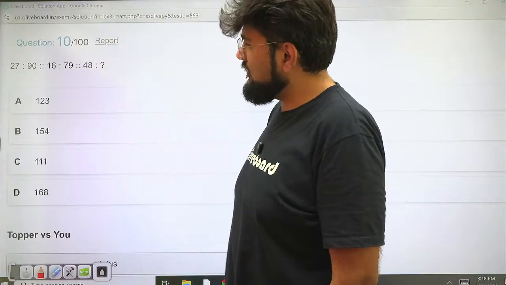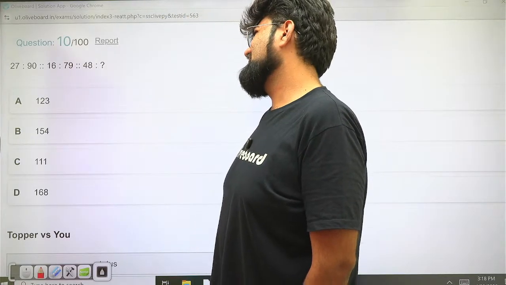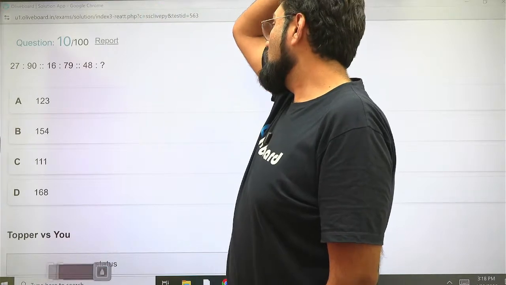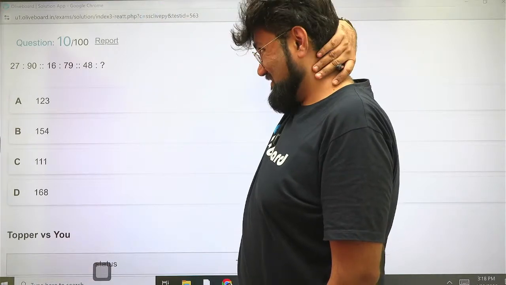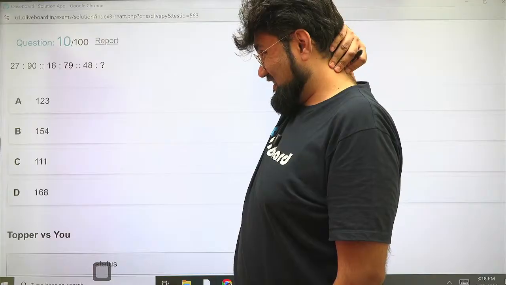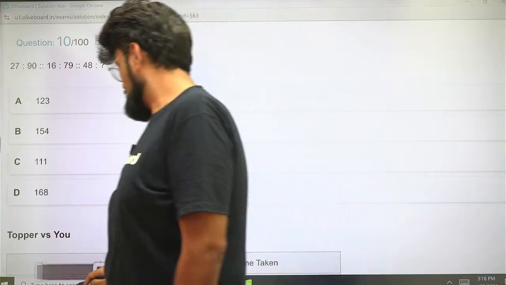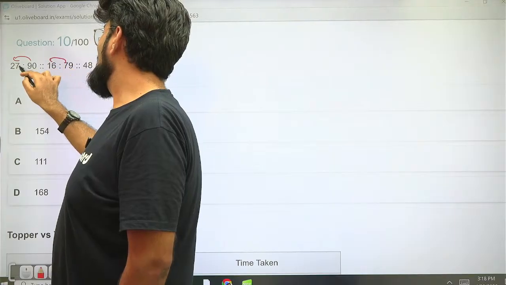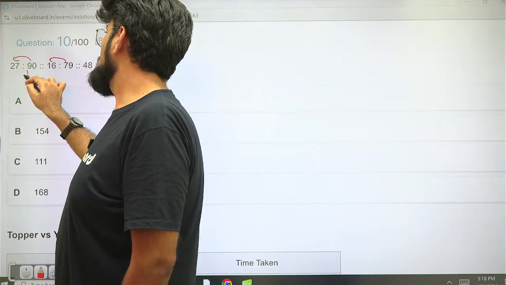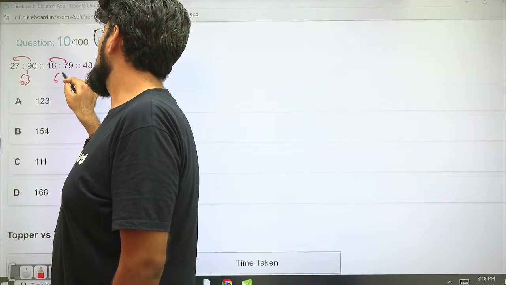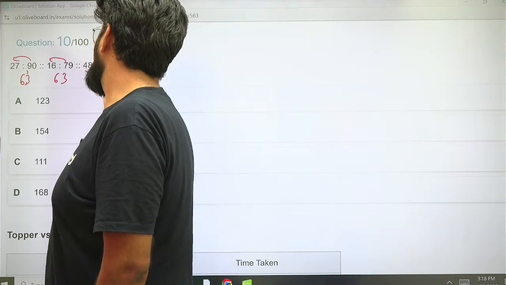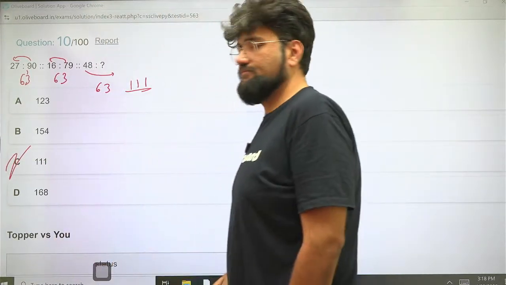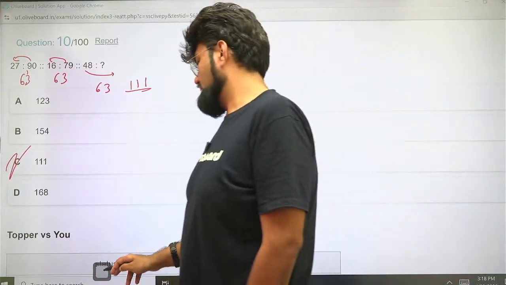2790 divided by 3 multiplied by 10, but that's not working out here. Cube, no. 3 and 3. Okay, wait. 63. Yeah, just add 63. It's just a difference of 63.